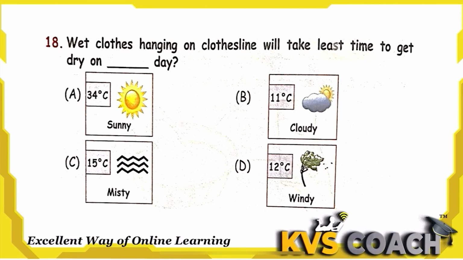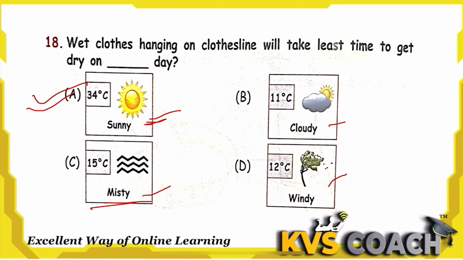Next: a wet cloth hanging on the clothesline will take least time to get dry on that day. If the day is sunny, cloudy, misty, or windy, which day takes the least time to dry the clothes? Look at this picture. First one, sunny day will take the least time, because on a cloudy day there will be some moisture in the air, so the cloth cannot dry soon. On a misty day there will also be humid air, so the cloth cannot dry.